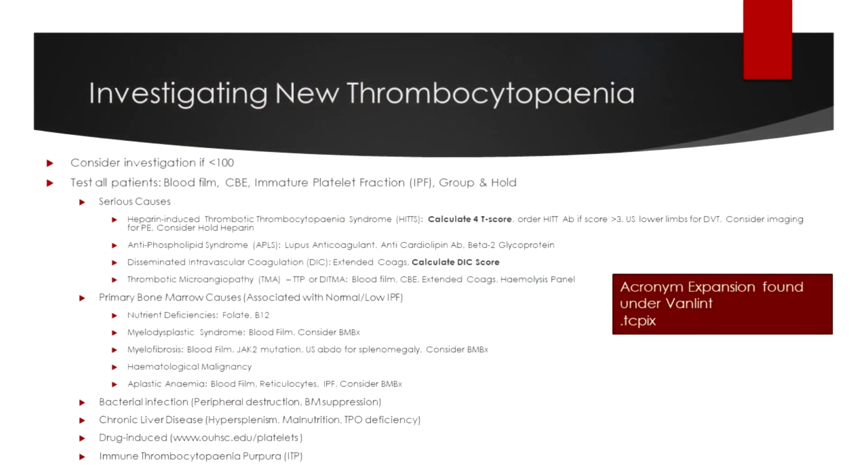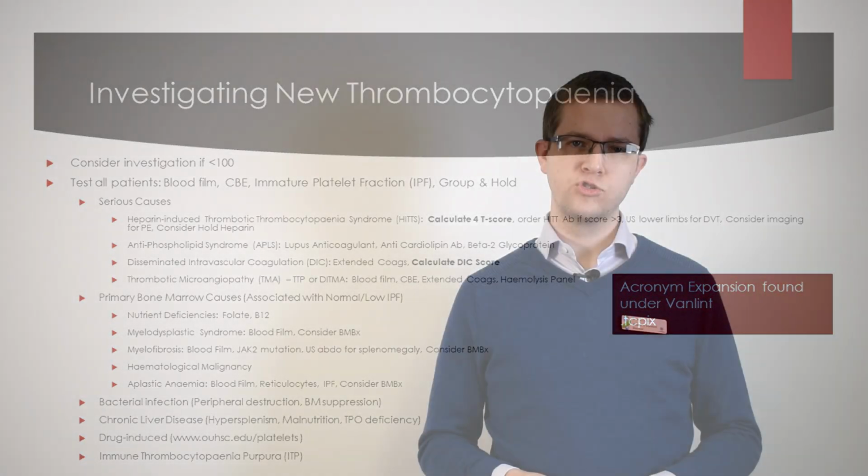So I've included a range of different potential conditions. Some of the more serious ones will be things like TTP, thrombotic thrombocytopenic purpura, ITP, immune thrombocytopenic purpura, and disseminated intravascular coagulopathy, DIC. So for a lot of them, the blood film and the CBE can give you most of the story, as well as extended coags. And whenever you're considering this person may be dropping their platelets quickly, get a group and hold, so then you can transfuse them if you need to, by time.